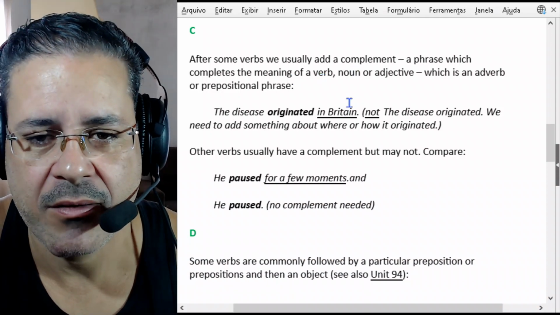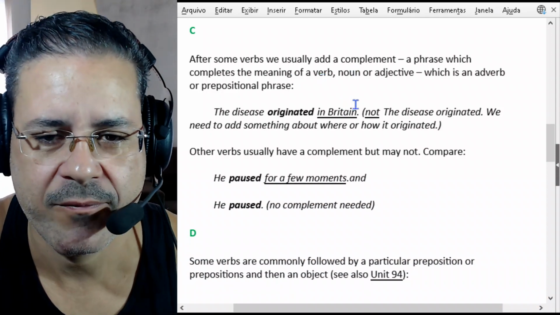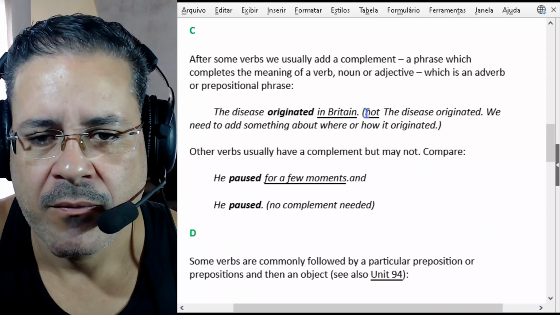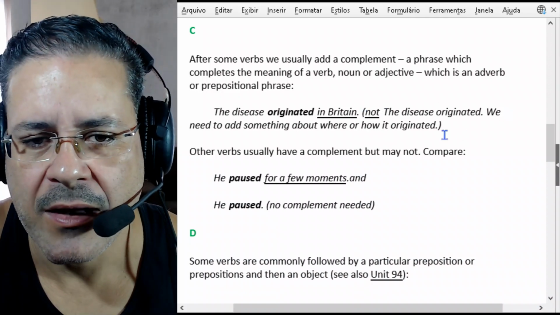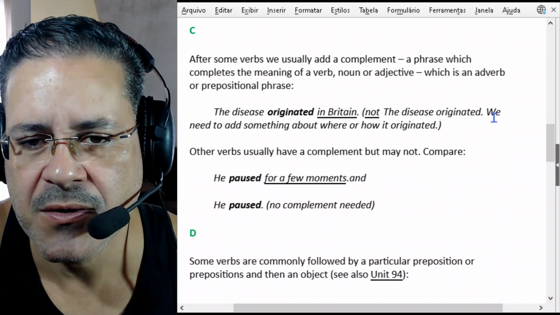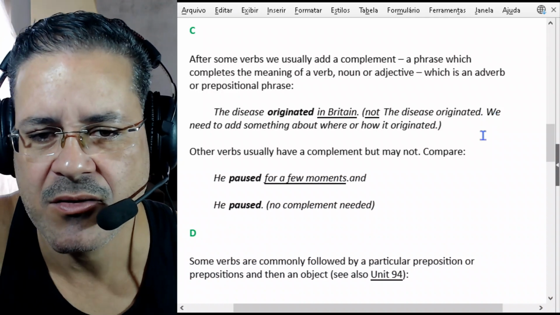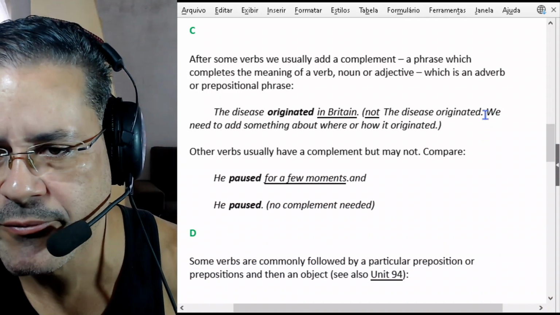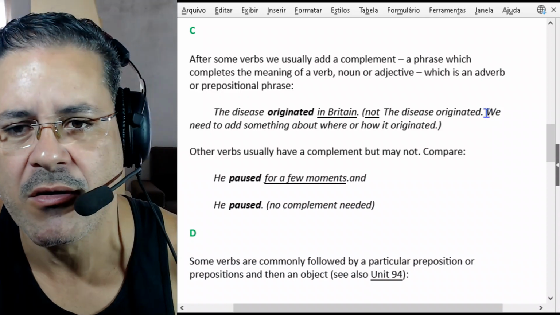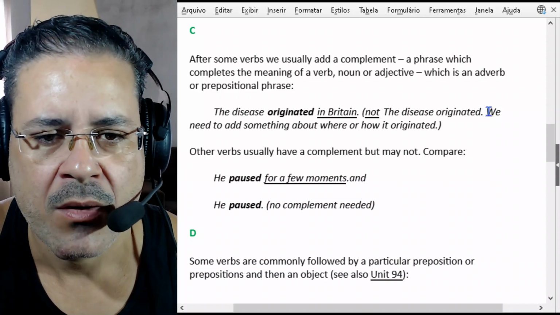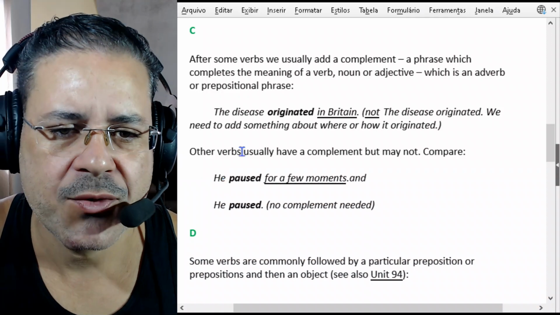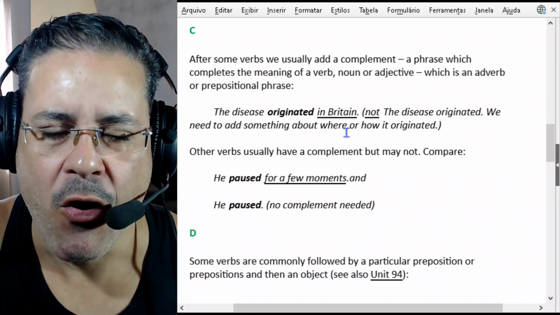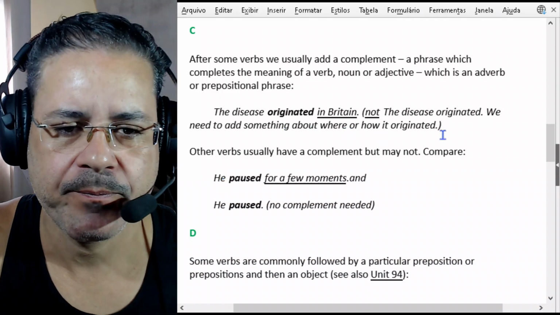It's obligatory. It's compulsory. I don't like to repeat wrong examples. I like to read correct examples for not confusing your understanding. Basically, we need to add something about where or how it originated.